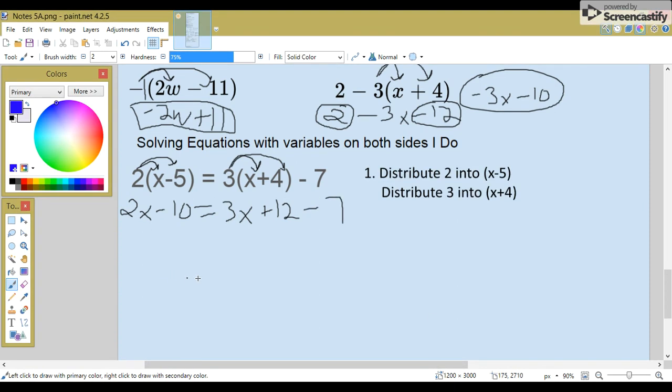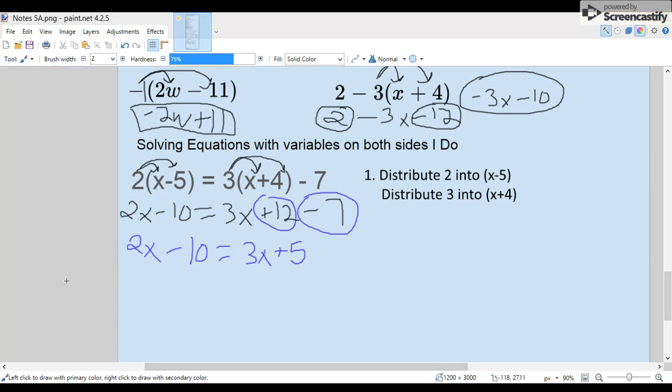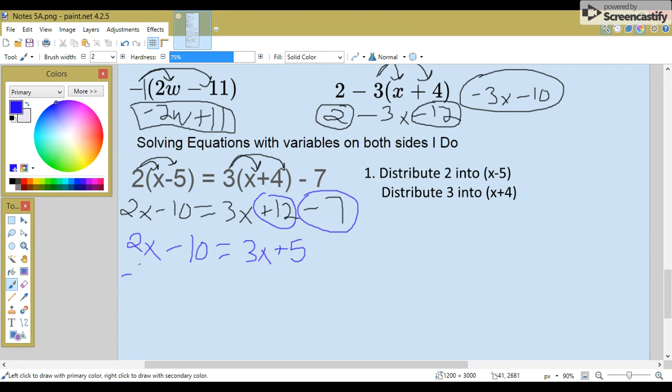The next step is that we want to combine like terms. We have an x term and we have a constant term on this side. It's done. But on the other side, we have two constants that haven't been combined together. So 12 minus 7 is 5. Let's go ahead and subtract 2x from each expression to get the x's all on one side.